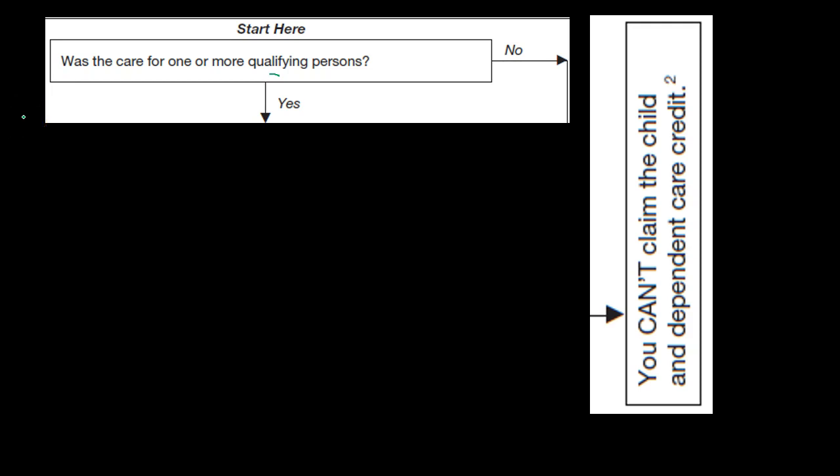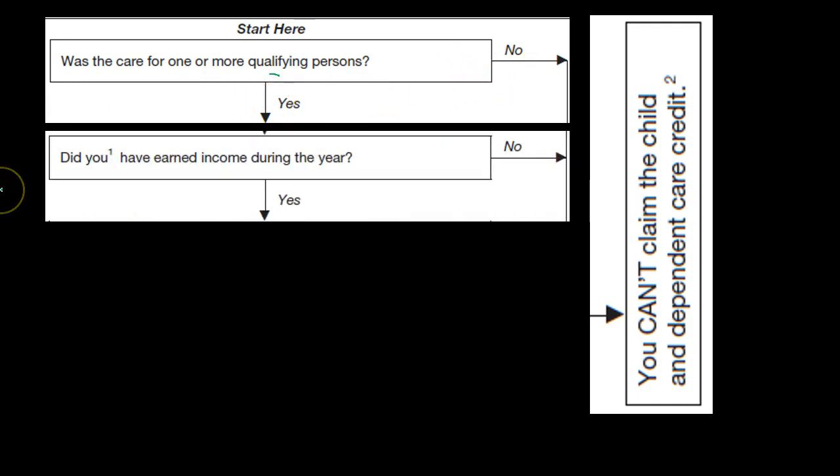Was the care for one or more qualifying persons? So we have to see if it's a qualifying person. If yes, we move on. If no, can't claim the credit. So we're going to assume yes here.